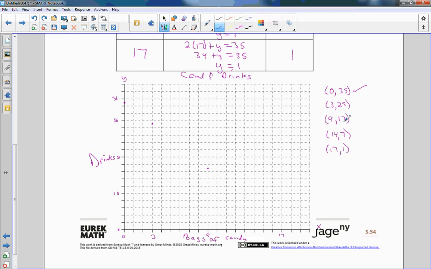And then I choose, so that was 9, 17. So if I go out to 10, 11, 12, 13, 14, and go up to 7, that's 2, 4, 6, and halfway is 7. That's right here. And then finally 17, 1, which is halfway here. So there's my straight line coming down. And that is my linear equation graphed.